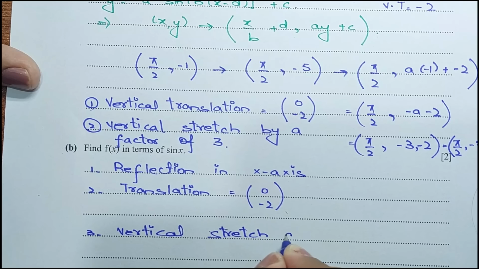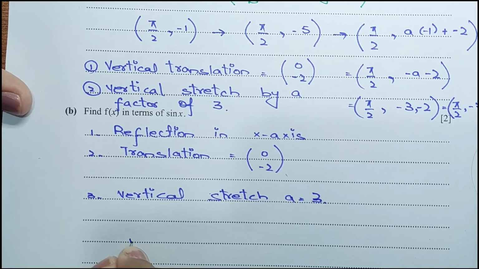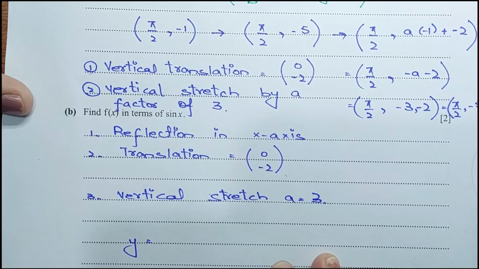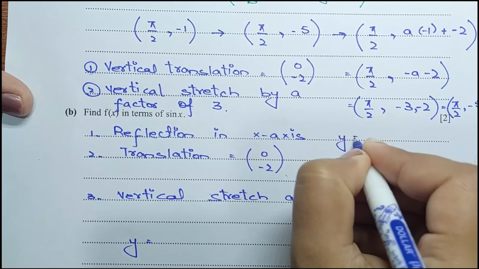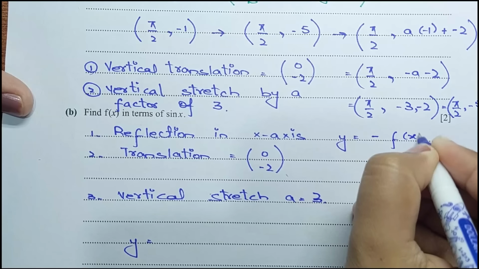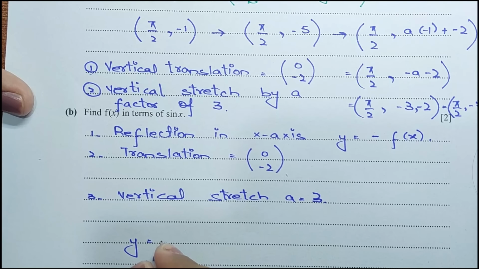Vertical stretch, a value is positive 3. All right, so we can write down y equals, as we have a reflection in the x-axis, it means y equals negative of some f of x. The function should be negative. y equals f of x, this is minus, the a value is 3, and then we have a sine, the b value is 1, x and minus 2. We have a vertical translation 2 units down. We have a vertical stretch by a factor of 3, and we have a reflection as well.